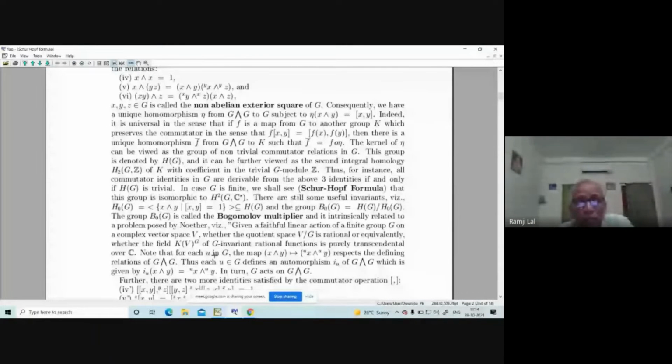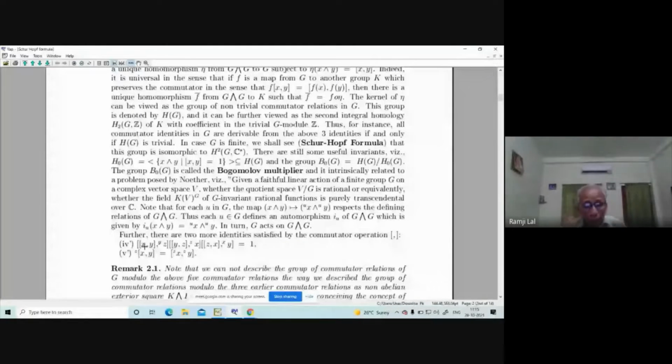Note that for each U belonging to G, the map X cap Y mapped to the conjugation of X with U cap the conjugation of Y with U, in these symbols, respects the defining relations for this exterior square. Thus, each U defines a homomorphism, an automorphism indeed, from G cap G to G, which is given by this. In turn, therefore, G acts on this. Further, so here comes the real point.